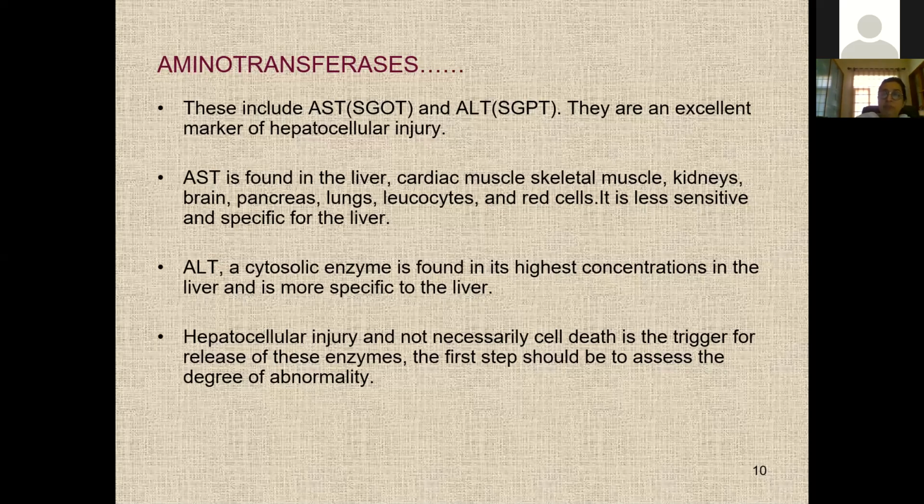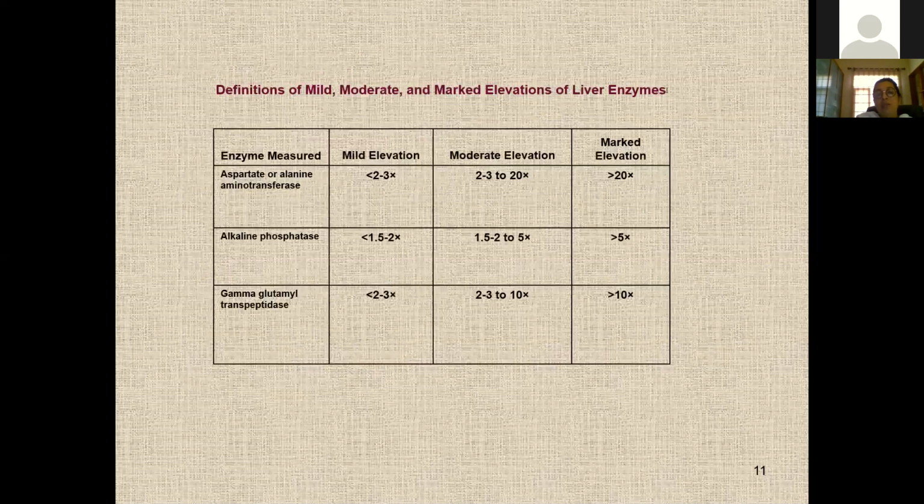The first step should be to assess the degree of abnormality. So, definitions of mild, moderate, or marked elevation of liver enzymes. When we talk about mild, we are talking about less than 3 times upper limit normal of ALT, less than 2 times upper limit normal of alkaline phosphatase, and less than 3 times upper limit normal of gamma GT.